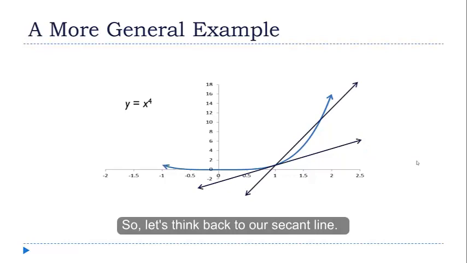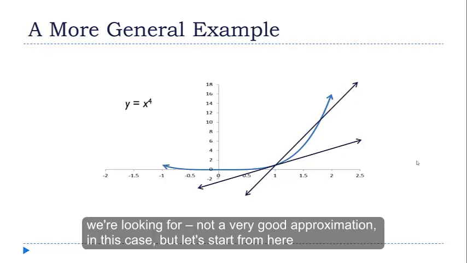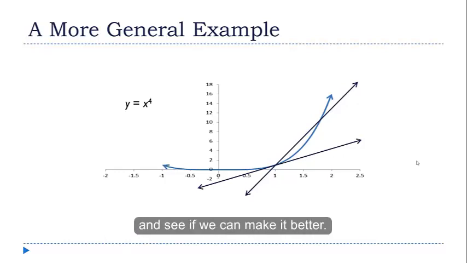All right, so let's think back to our secant line. The slope of the secant line actually gives us an approximate value of the slope of the tangent line that we're looking for. Now, not a very good approximation in this case, right? But let's start from here and see if we can make it better.